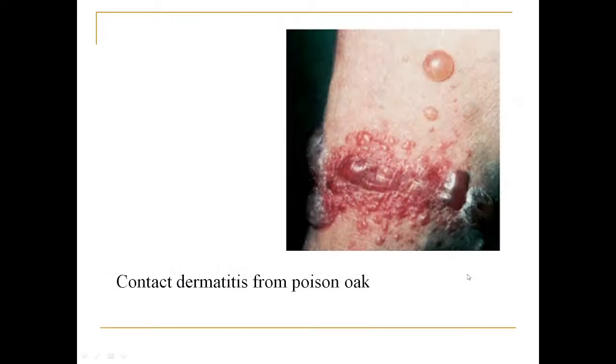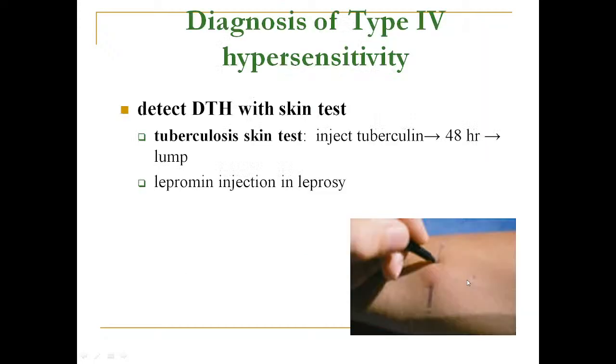So you can see these are clinical manifestation of contact dermatitis from poison oak. These are blisters that are filled with a fluid that are manifested because of strong inflammation caused by macrophages and cytotoxic T cells.